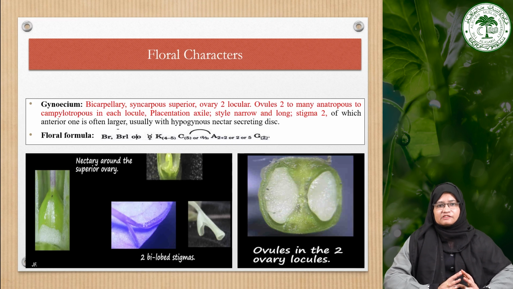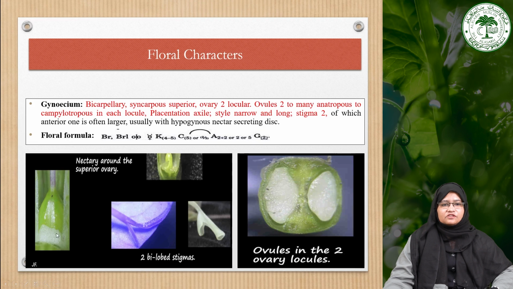Now moving towards the next floral character, that is gynoecium. Gynoecium is bicarpellary, syncarpous, superior, with a 2-locular ovary showing axile placentation, and there is the presence of 1 ovule in each locule. So there is a bilocular ovary, and you can see here there is a nectary around the superior ovary. So the gynoecium sits on the secretory disc or nectary. And next, the stigma is generally bilobed or bifid, as we can see here.